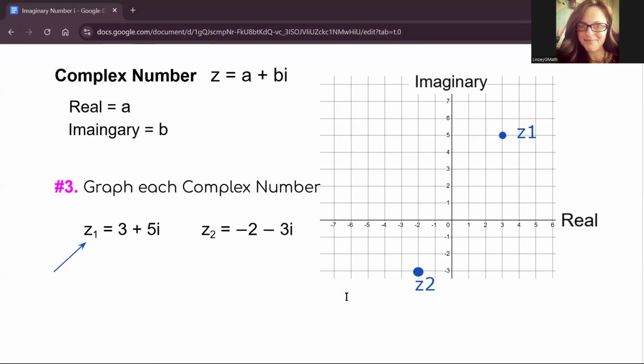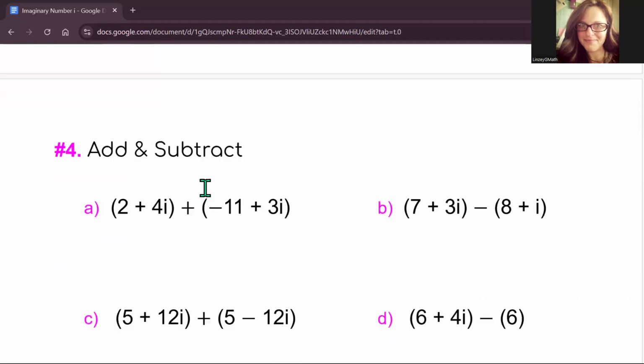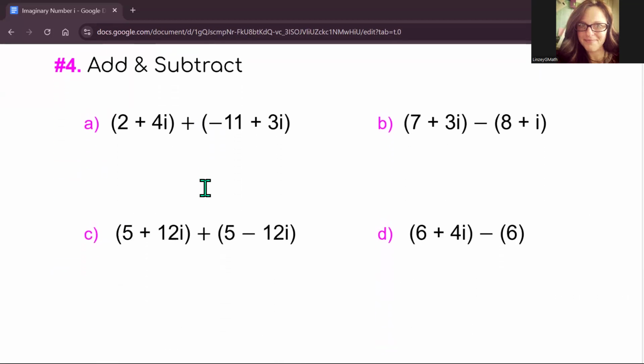Let's take a look at adding and subtracting complex numbers. We'll add or subtract like terms. 2 plus -11 is -9, and then 4i plus 3i is 7i. Number B, 7 minus 8, we get -1. 3i minus 1i, we get plus 2i.